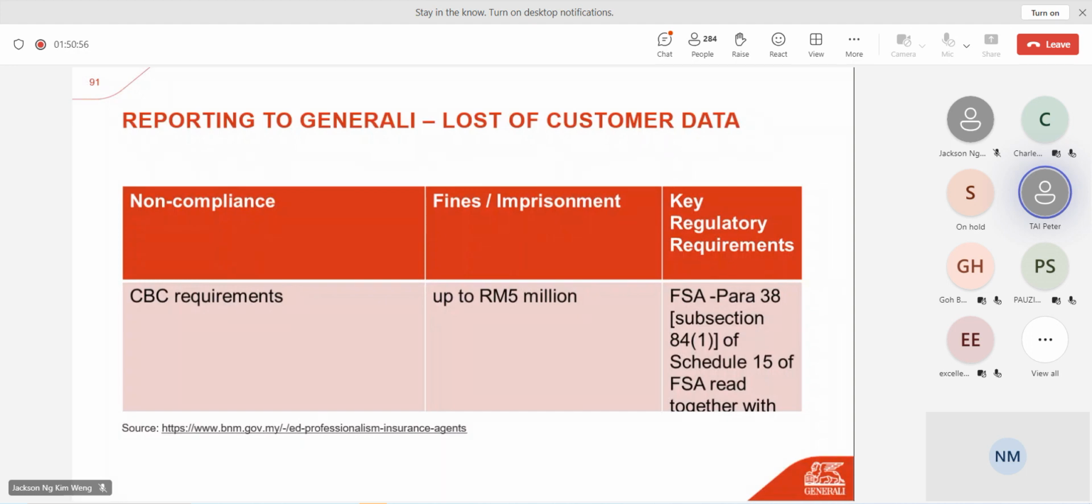And CBC requirement. If you breach CBC, you can be fined up to 5 million. Again, like I say, all of you are collecting the money on behalf of the insurance company. The moment you collect the money, quickly remit it to the insurance company. Don't hold it, because you may breach the CBC, and this will be your penalty. Okay, next.